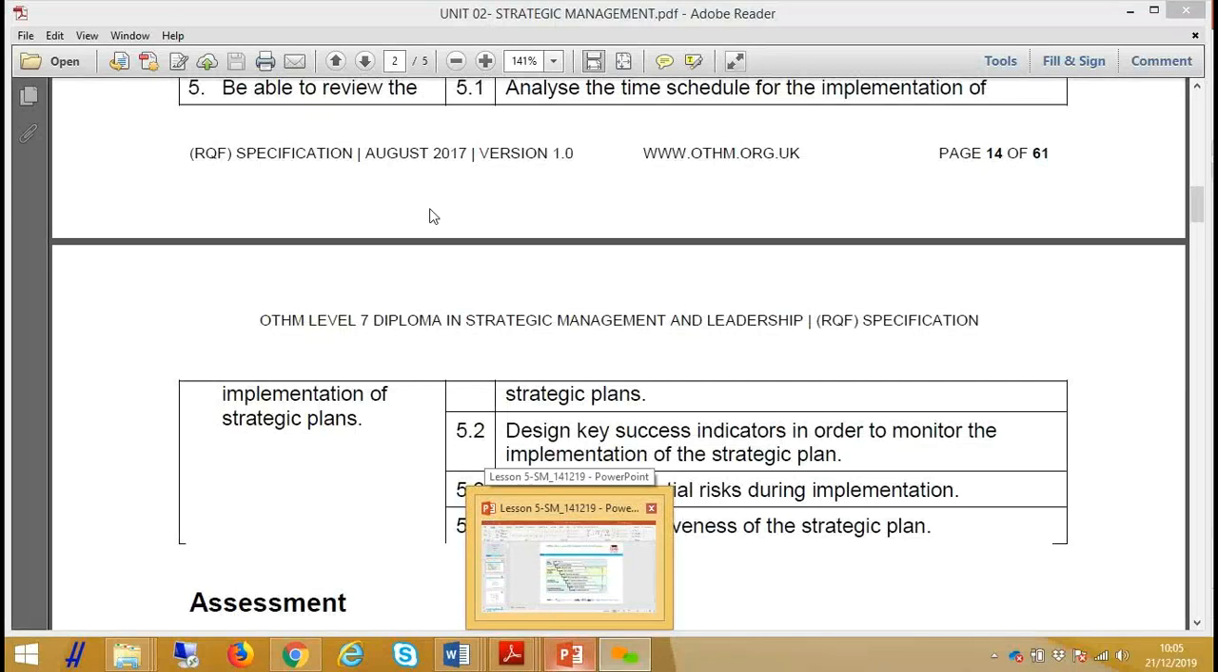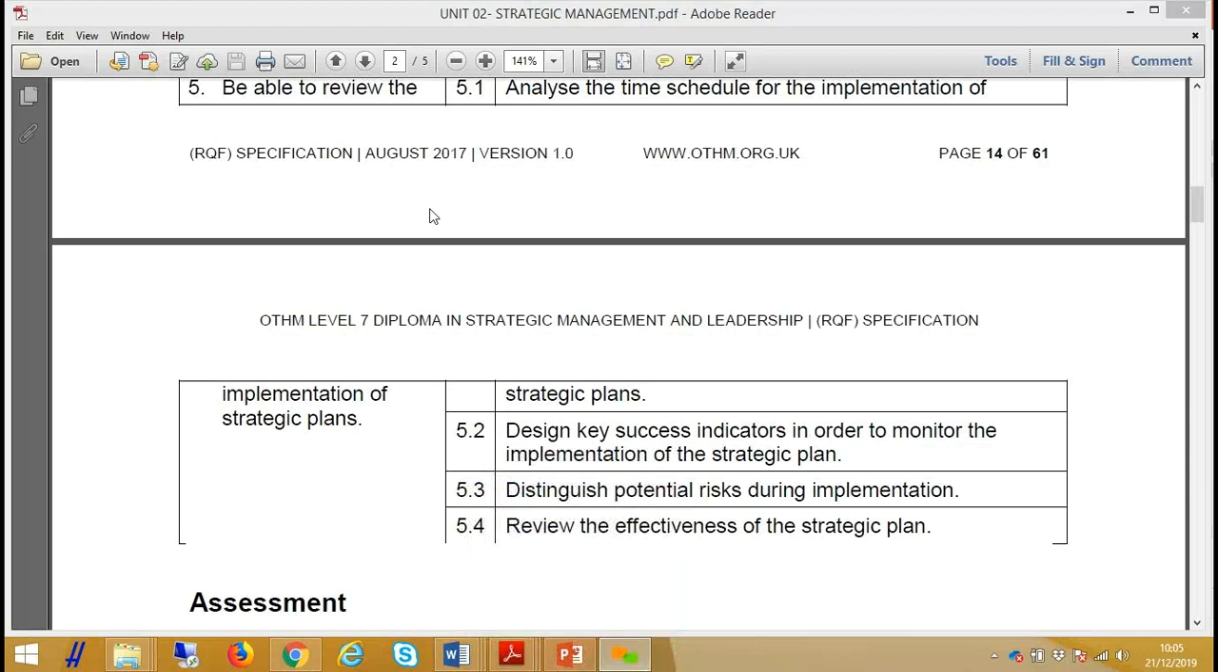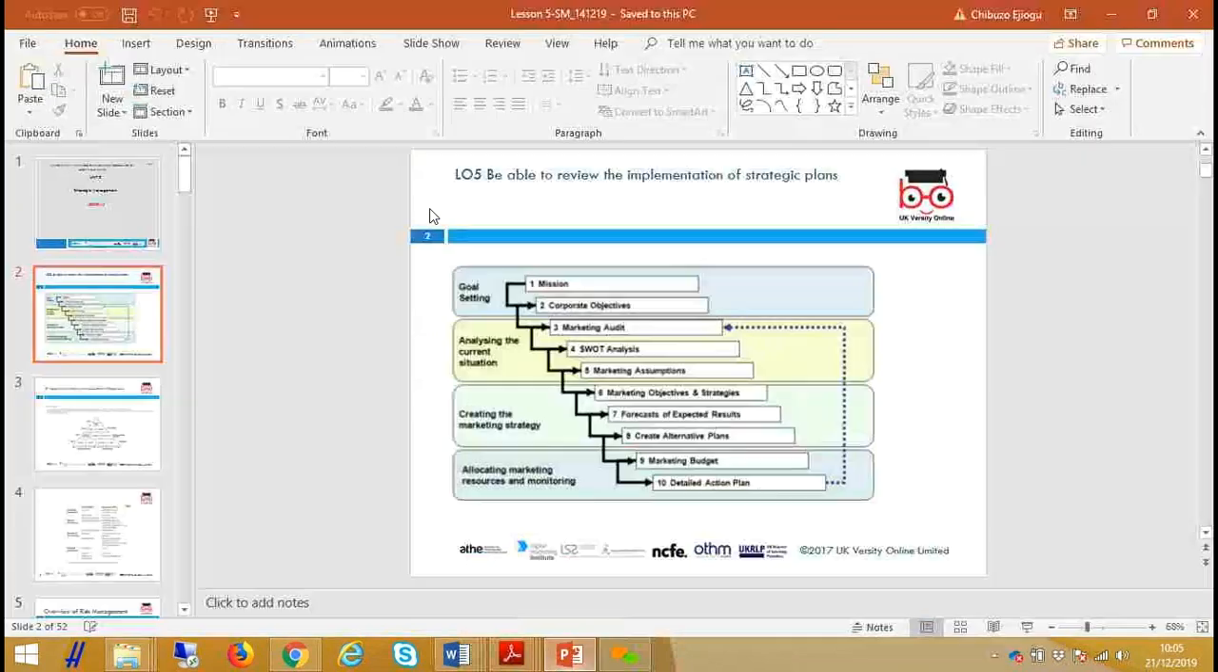Previously to 94. All right. So let's start looking at LO5.